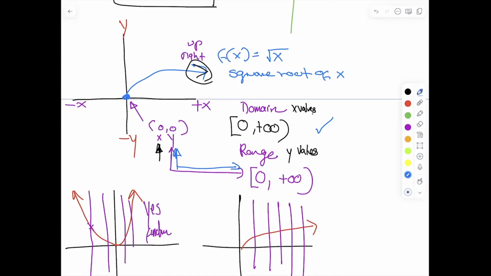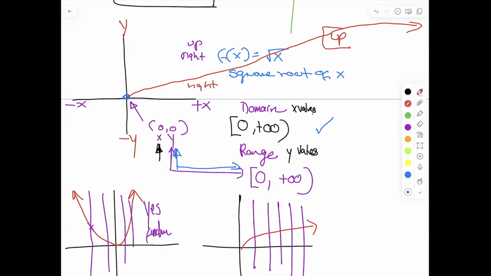It's also going up. Because if I wanted to redraw this graph, it's going like this. It's going to the right, but it's going up. You see? So it's going to the right, but it's also going up. The up is the range, and the right is the domain.